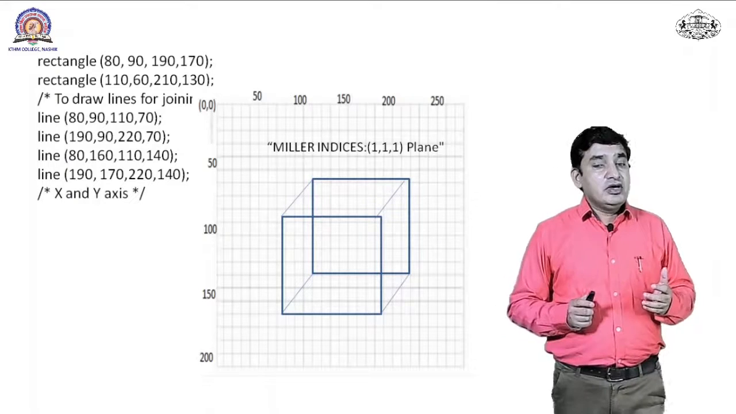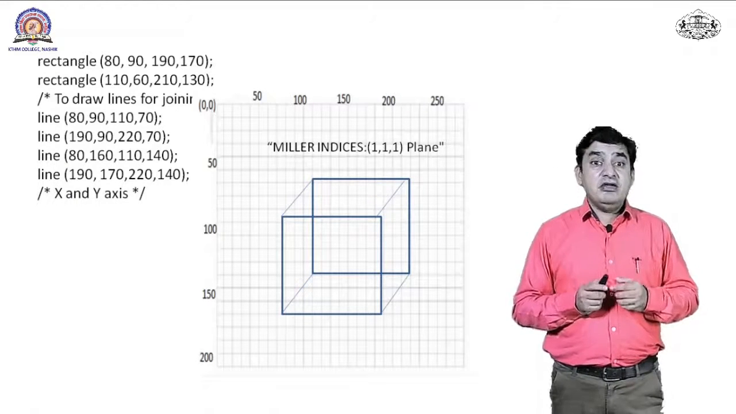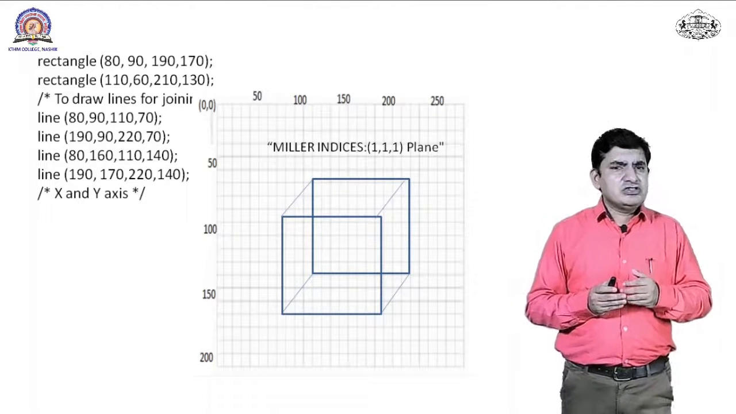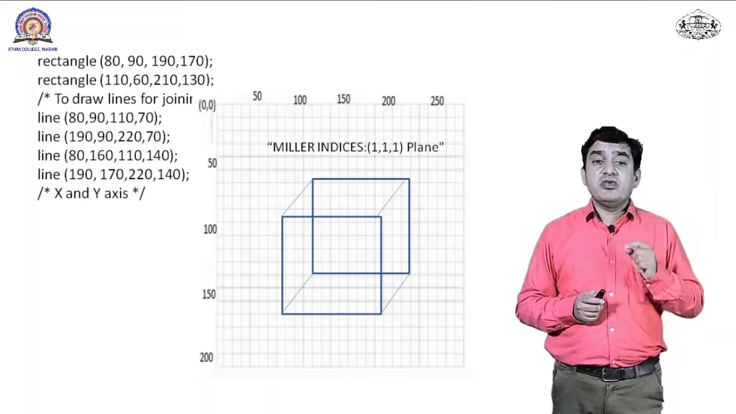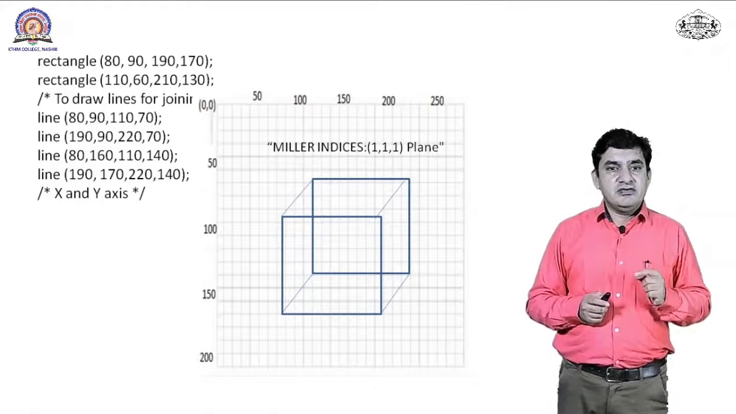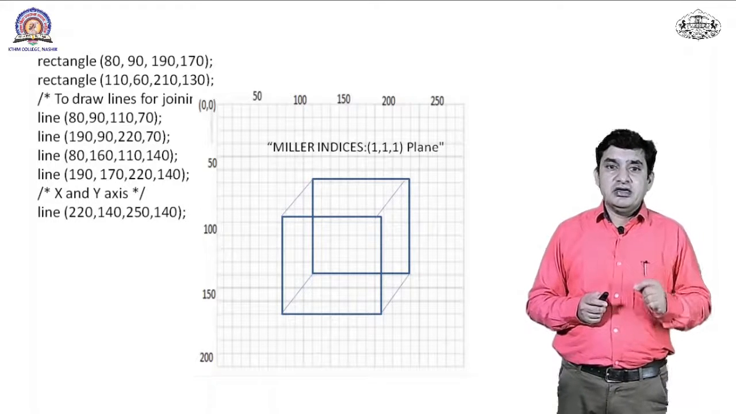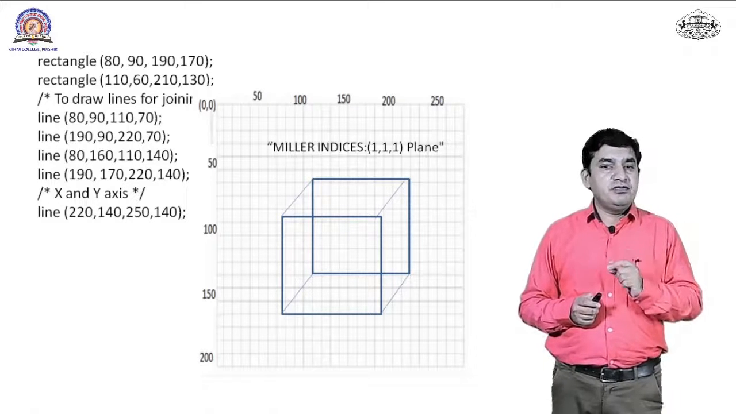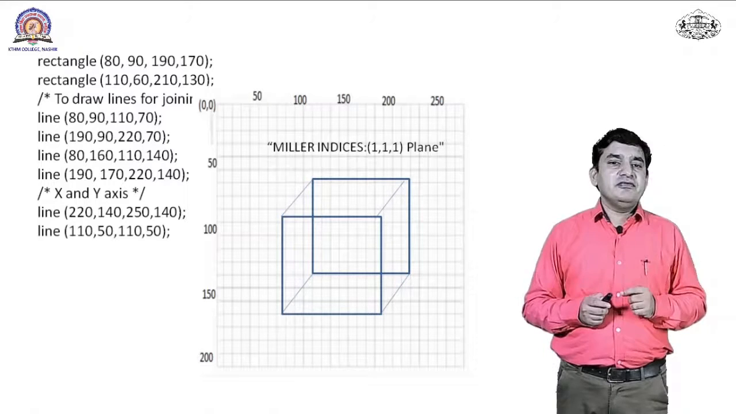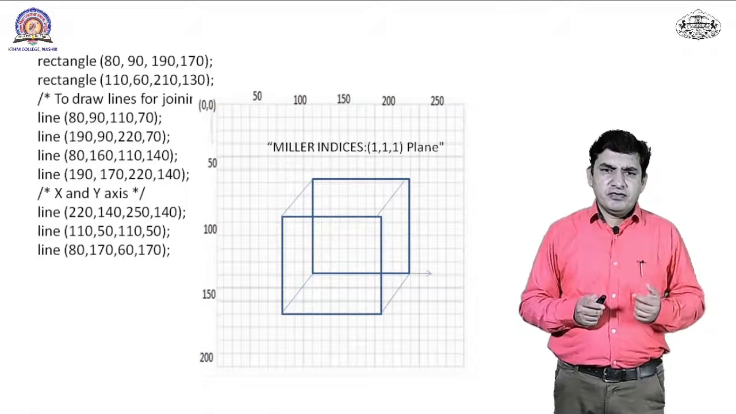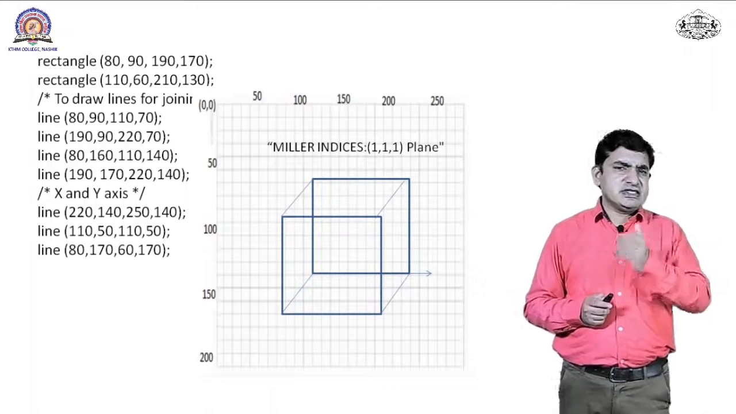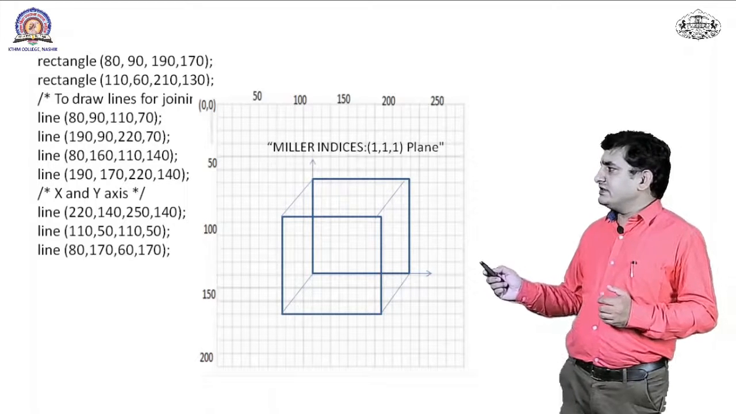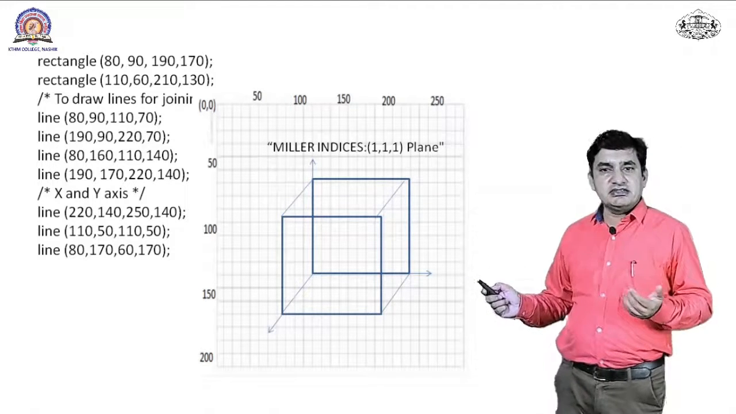Now, we have to give names to the x axis and y axis, and also we have to draw the x, y and z axes. For that, first is line 220, 140, 250, 140, then second line, third line, and the axis: x axis is like this, then y axis is like this, then z axis is like this.